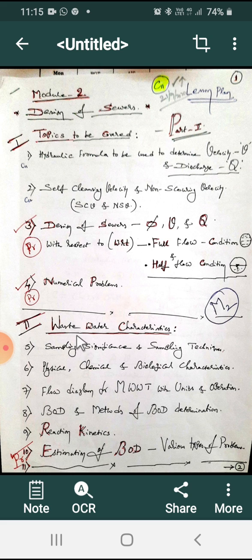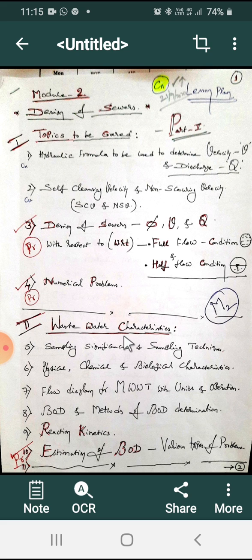Now I am entering into the second part, wastewater characteristics. What does wastewater characteristics mean? It is the quality of the wastewater. Quality of water means drinking water, but here, before giving any treatment to this wastewater, I want to treat it so that you can reuse it. Without treatment we cannot do anything. This wastewater is generated from society, right?